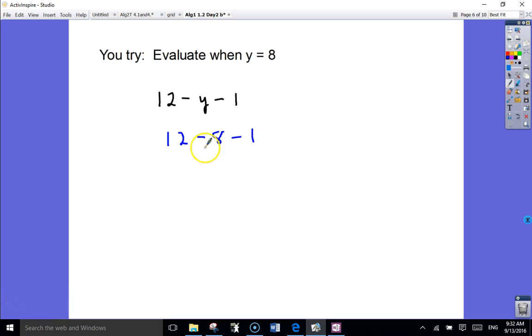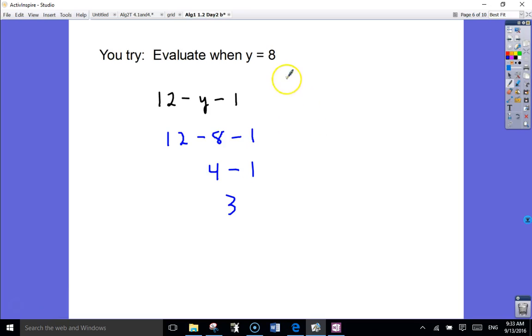And what is 12 minus 8? 4. So then we still have 4 minus 1, which is 3. You know, I guess, and this is a different problem, okay? This is a different problem, but this is where I see mistakes get made on this exact kind of problem.